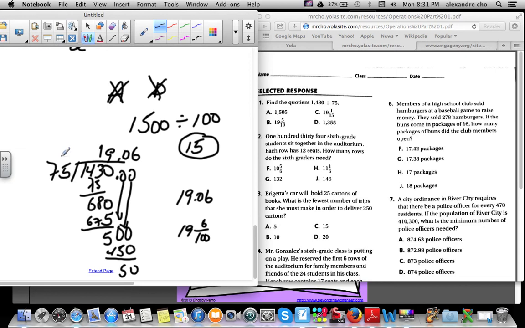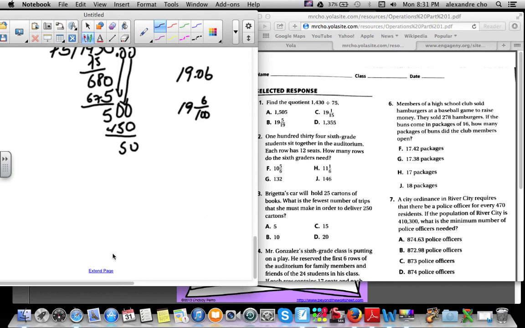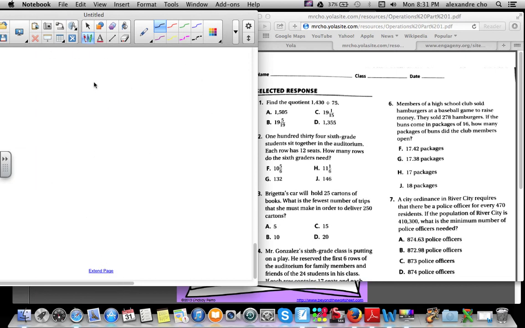Oh, it's in the fraction format. Okay, Mr. Cho. So, sorry. Instead of doing that, you can do this. Okay, and 70 goes into 1,430 19 times. We're going to use a fraction, okay? And it's going to be over 75.